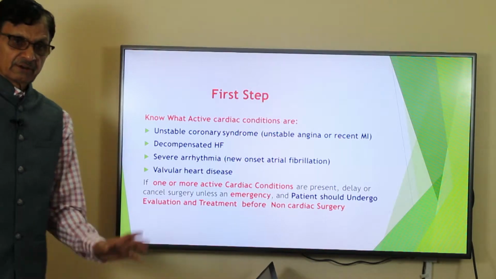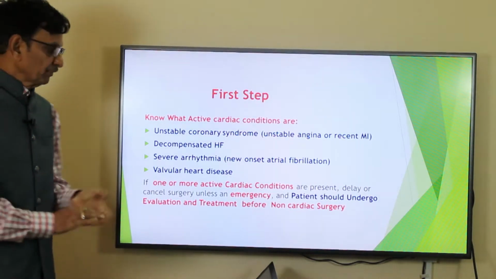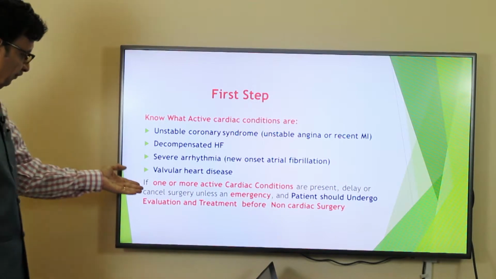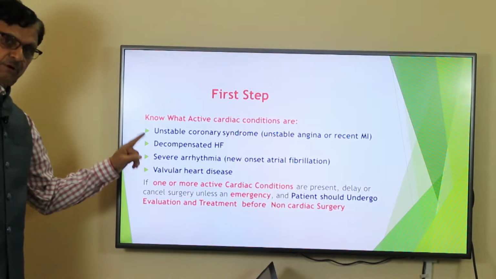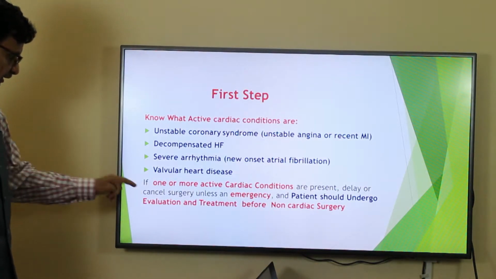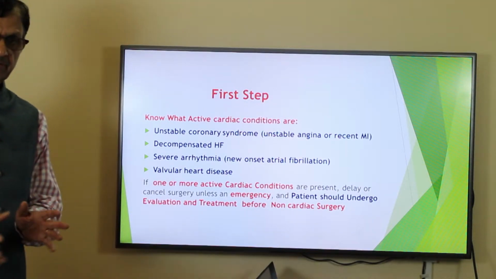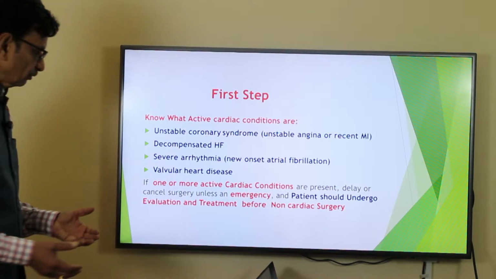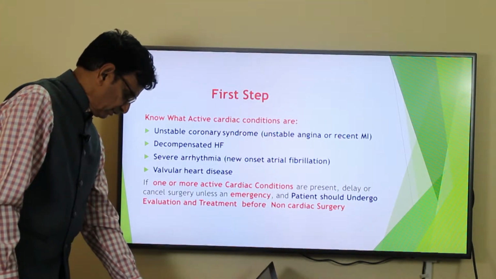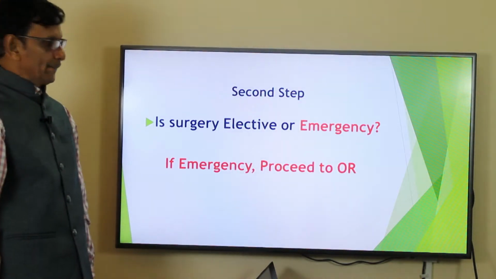So did you get it? The first step is to know the active cardiac conditions, and these are the 4. If your patient has 1 or more of these active cardiac conditions prior to his elective surgery, then you should either cancel or delay surgery. Only if it's an emergency surgery do you have to proceed. There are no other options. So step 1 is to evaluate your patient and see if he has any active cardiac conditions.